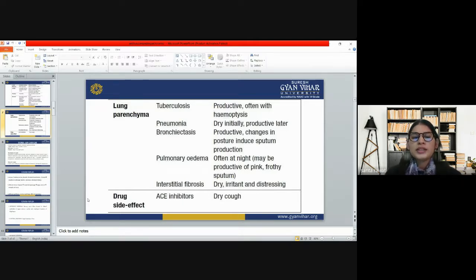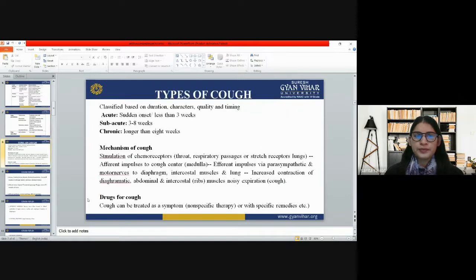Then there are some drugs that may also cause coughing, where the adverse effect of the drug is coughing. These include ACE inhibitors. ACE inhibitors often cause the side effect of dry coughing.